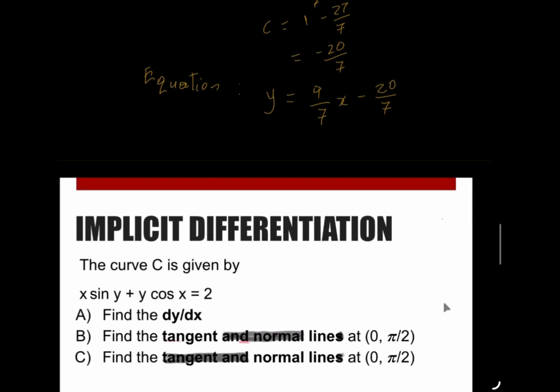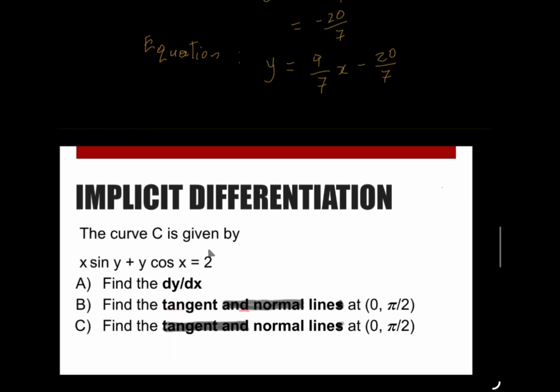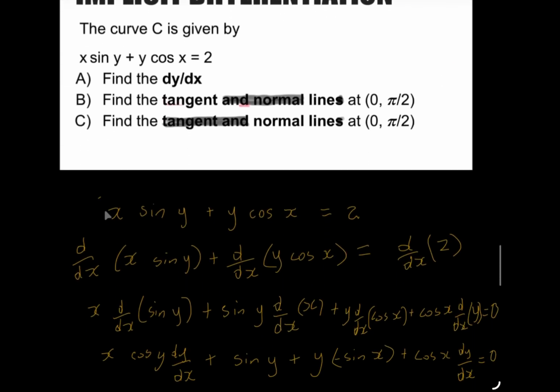Let's look at our third example. The curve C is given by x sine of y plus y cos x equal to 2. a, find dy/dx, b, find the tangent line at (0, pi over 2), and c, find the normal line at (0, pi over 2). So we have our equation x sine of y plus y cos x is equal to 2. Taking derivatives of each term, we have d/dx of x sine of y plus d/dx of y cos x is equal to d/dx of 2.